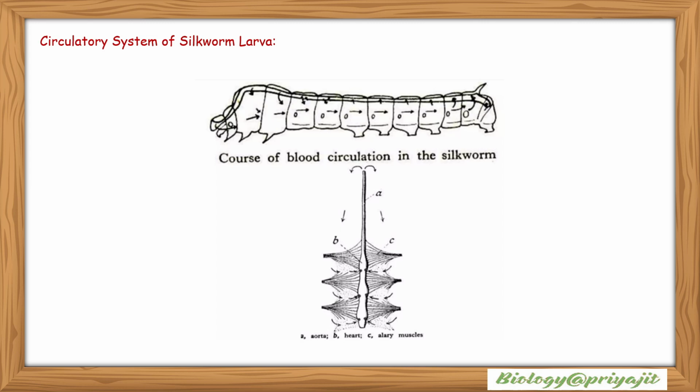It transports nutrients to growing tissue. In the pupa, it facilitates tissue breakdown and reformation during metamorphosis. And in the adult, it supports reproductive functions by delivering necessary nutrients and hormones.